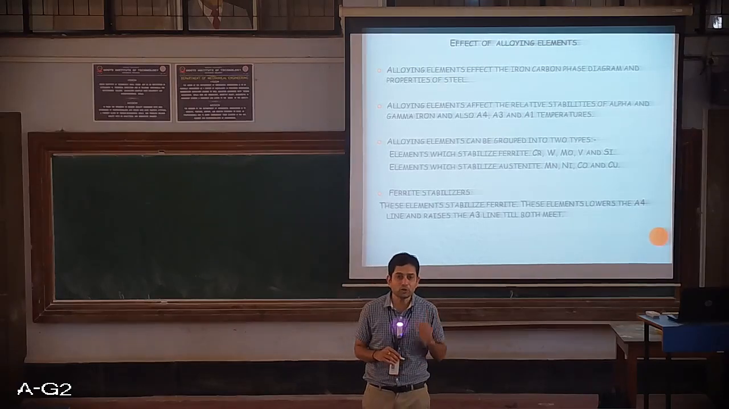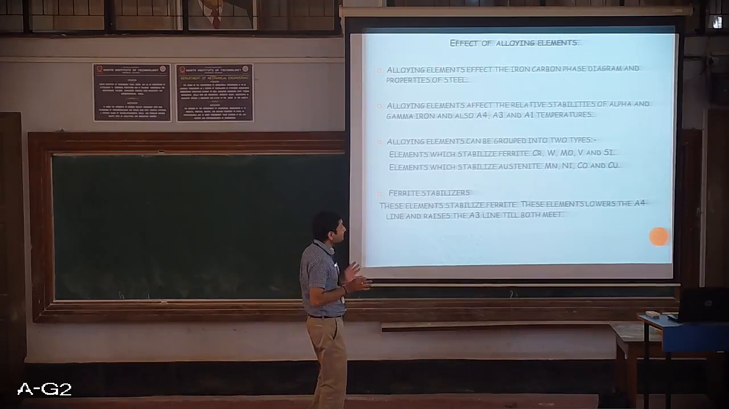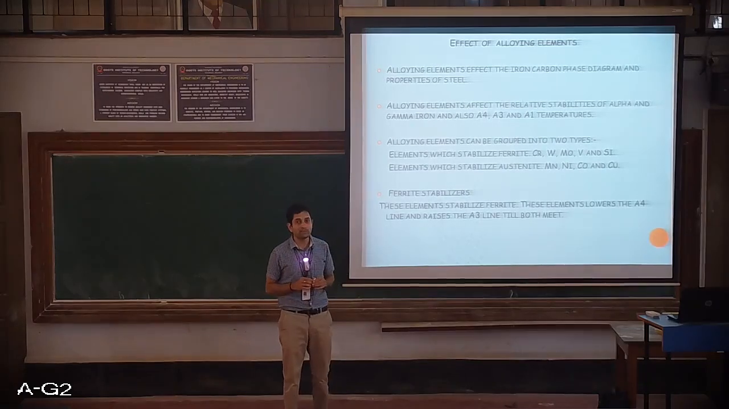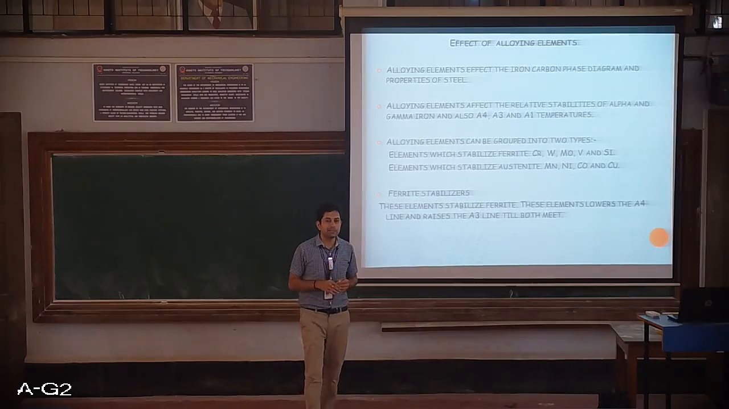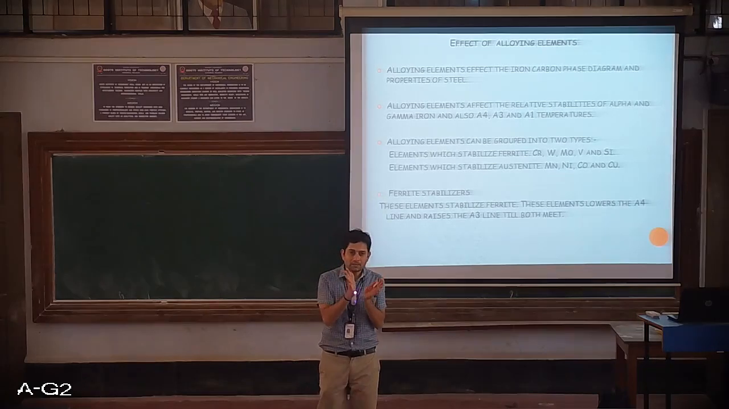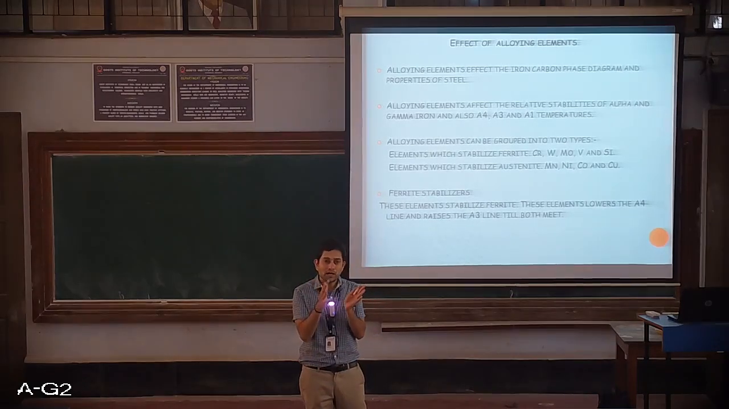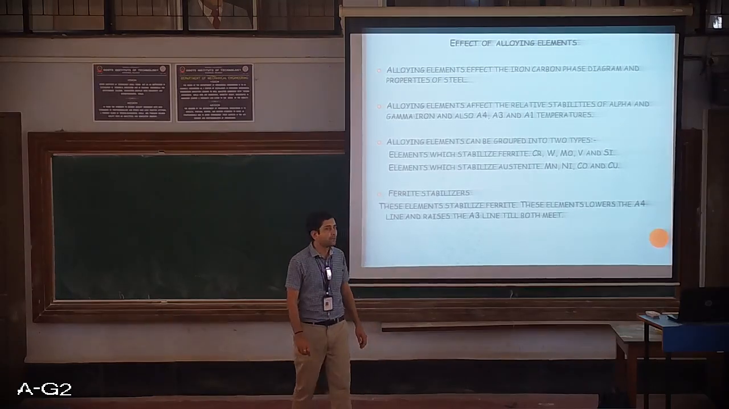So what is the effect of the alloying elements? I have written that alloying elements affect the iron carbon diagram and the properties of steel. Basically, if you see from the iron carbon diagram perspective, if alloying elements are added, they change the lines of the iron carbon diagram. The iron carbon diagram will be somewhat distorted and of a different shape if you have alloying elements in that steel. That is the first point.